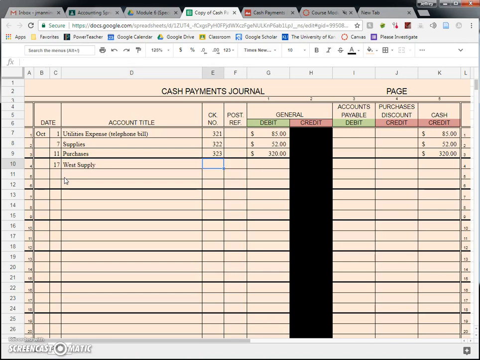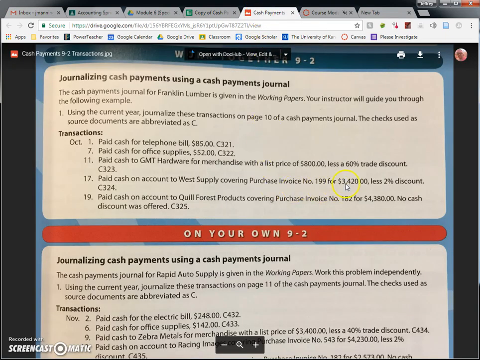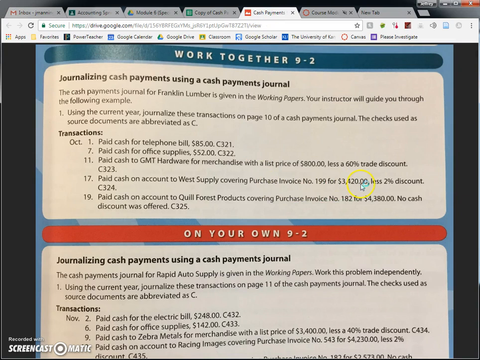So imagine that we at some point went into West Supply. Maybe it was a week ago, maybe it was 10 days ago, maybe it was a month ago, and we found $3,420 worth of stuff that we wanted to buy. So we bought it, and we said, we will pay you back later. We bought it on account. We're going to pay you back later.